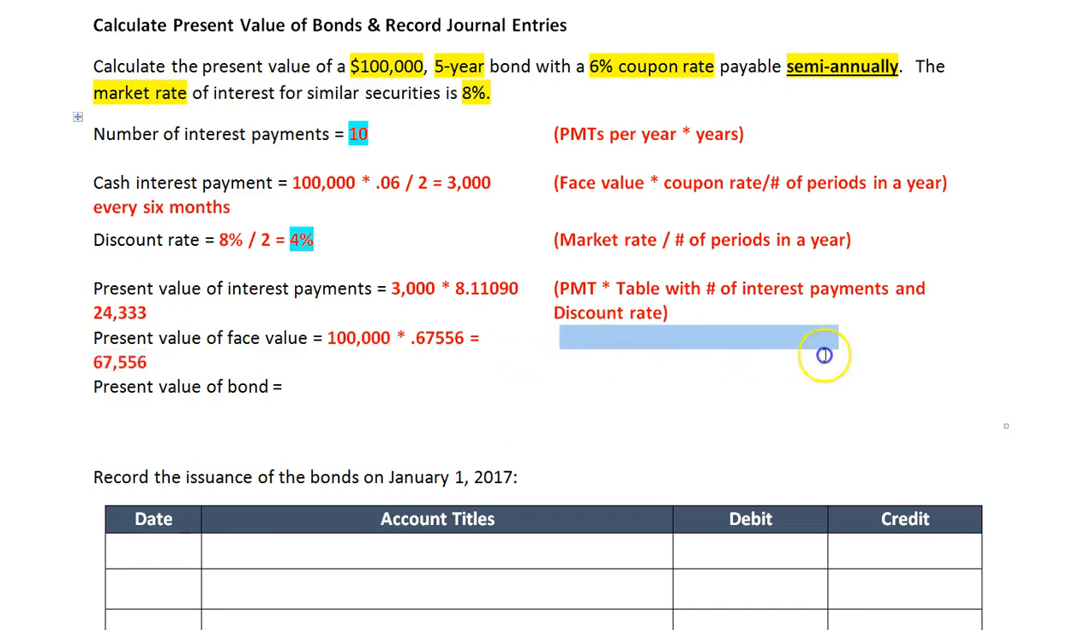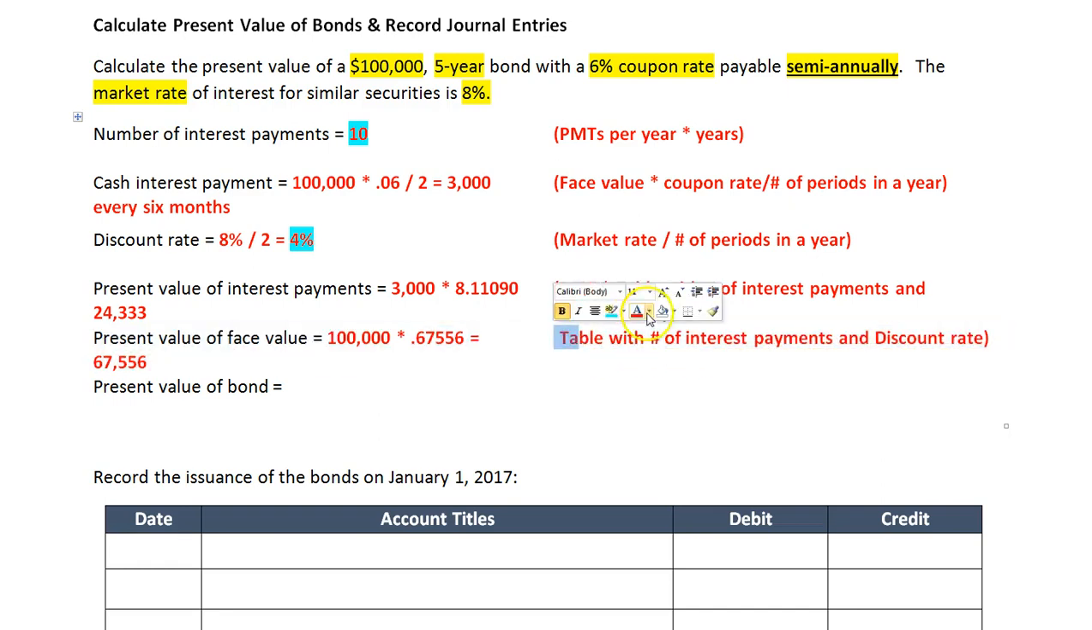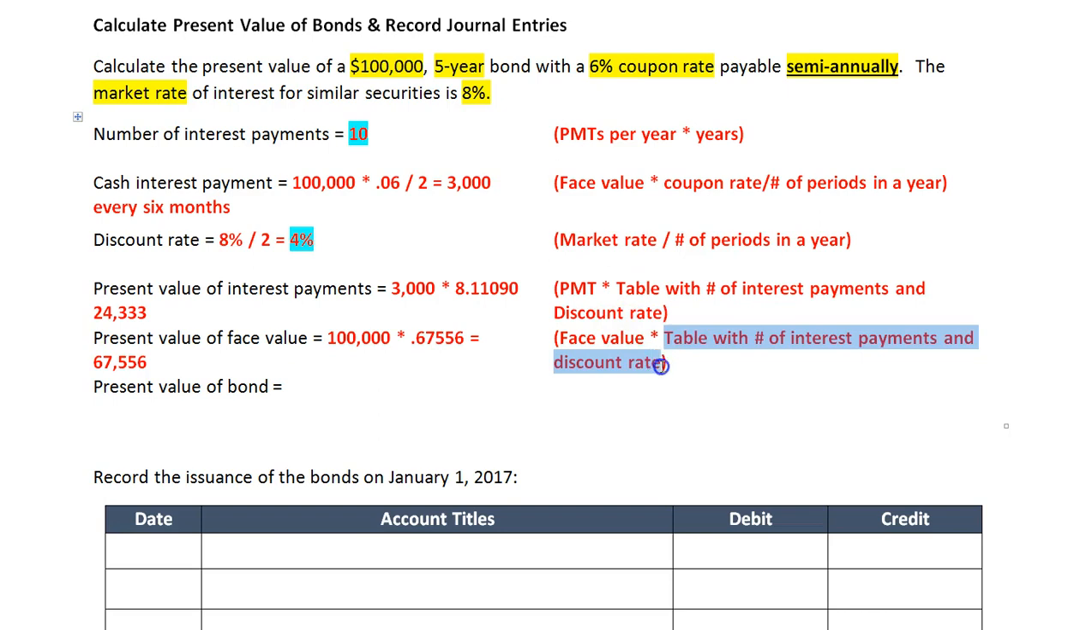All right, the generic formula here. We're going to use the table, and we're going to plug into it the number of interest payments total, which is the 10, and the discount rate, which is 4. And it's effectively going to be the face value times that. So the face value of the bonds, which is 100,000, times the present value equivalency that we look up on the table using our time machine.